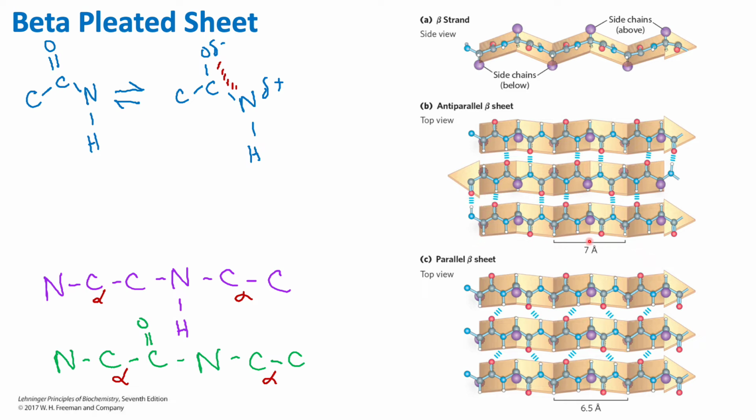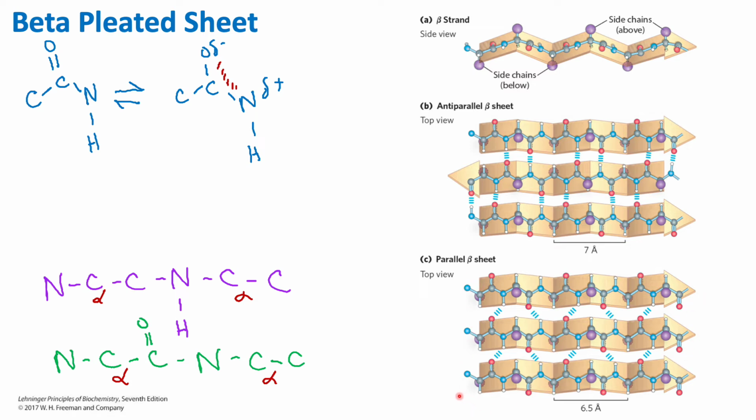So it's the reverse. Here we can actually see that the terminal ends, so our carboxyl and amino terminal ends, are actually able to interact with one another, but here they are not able to interact with one another because they are not directly opposites.